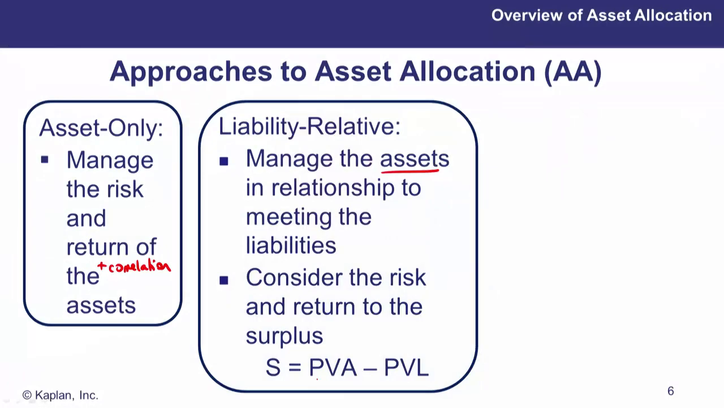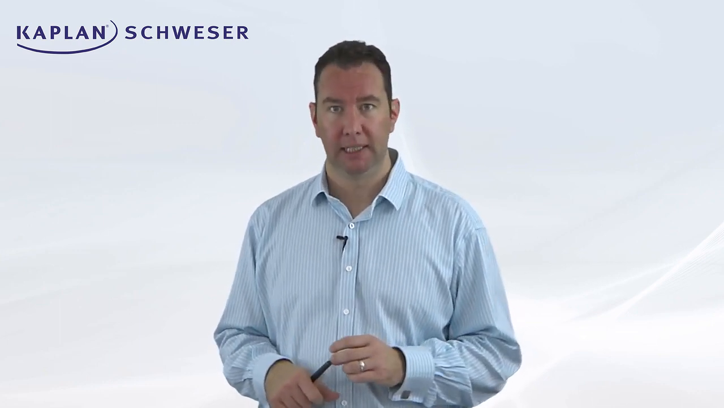Okay, so in many cases, when we're doing a liability relative approach, we're going to be considering managing the surplus. The surplus in the fund is the present value of the fund's assets minus the present value of the liabilities that are going to be paid out in the future. So ideally, the investment fund will have a bit of a surplus there. The present value of the assets will be greater than the present value of the liabilities. We need to make sure that surplus remains, or in the very worst case scenario, doesn't fall below zero. So again, more detail on liability relative investing coming up.